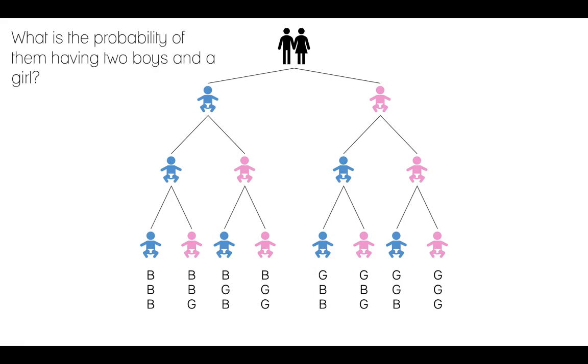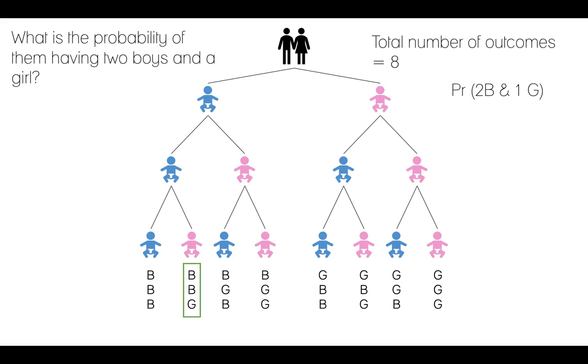So what is the probability of having 2 boys and a girl? Let's go through and find all of the outcomes that are 2 boys and a girl. We'll start with the total number of outcomes, which is 8 possible outcomes. For 2 boys and 1 girl, there's 1 outcome, 2 outcomes, 3 outcomes. So there's 3 possible outcomes out of the 8. So the probability of getting 2 boys and 1 girl is 0.375.